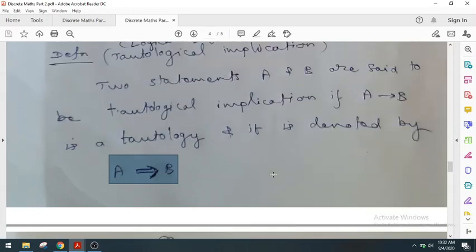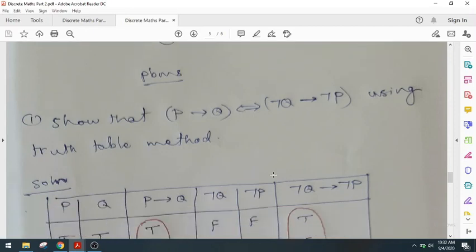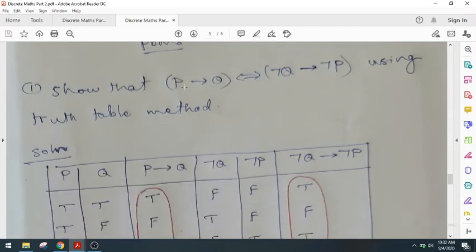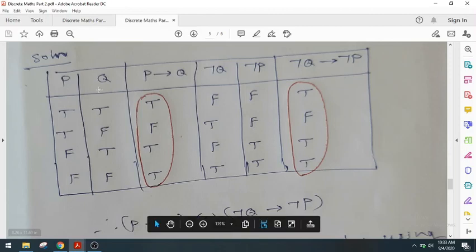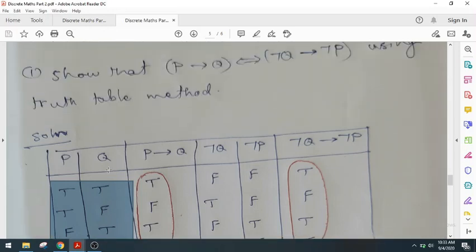When we solve problems, we can understand very clearly. Show that P then Q is equivalent to negation Q then negation P using the truth table method. So here we can draw this table. Write down P, write down Q. The way of writing this T F is the standard way. We already saw it in part 1 of our discrete mathematics video.